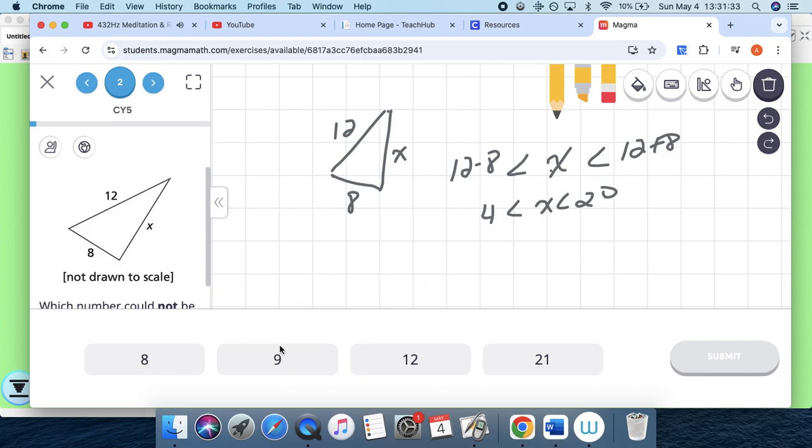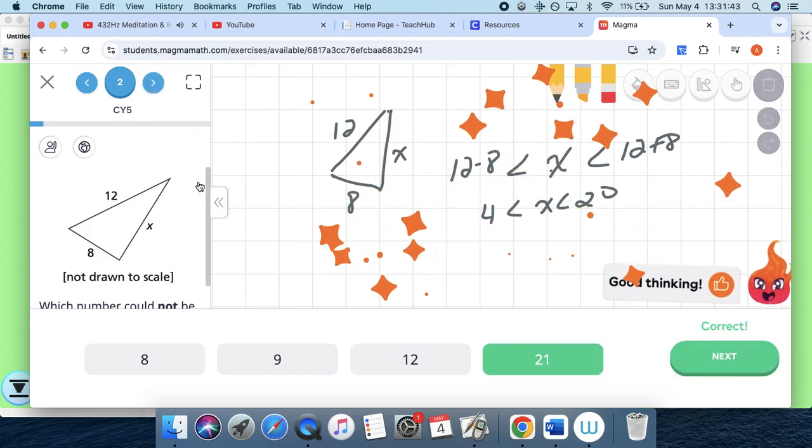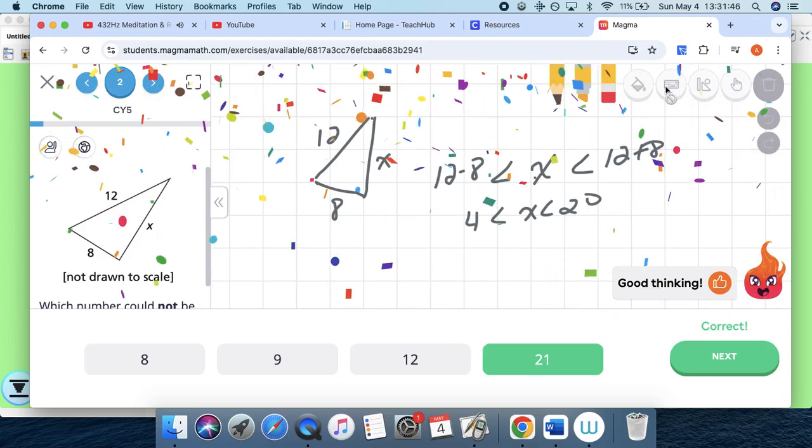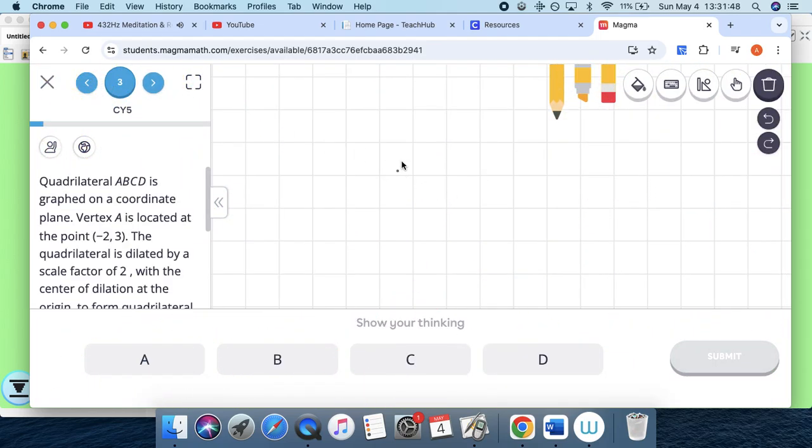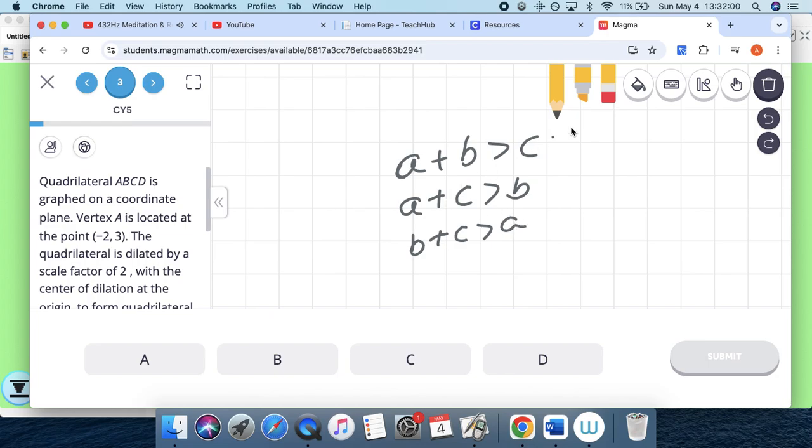So which one can it not be? Well, 8 is good, 9 is good, 12 is good, but 21 is outside our range. So 21 is the one that we don't want. Remember, speaking of the previous question, side A plus side B will be greater than the third side, A plus C will be greater than B, and B plus C will be greater than A. So any two sides must be greater than the third side, and you've got to check that for all three pairs.